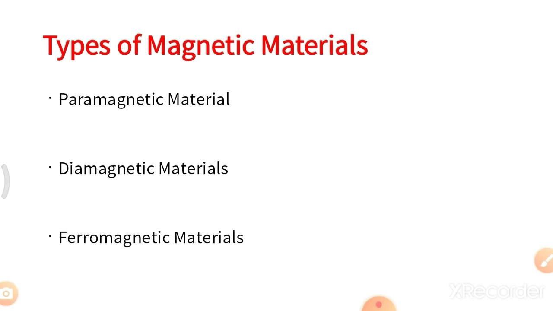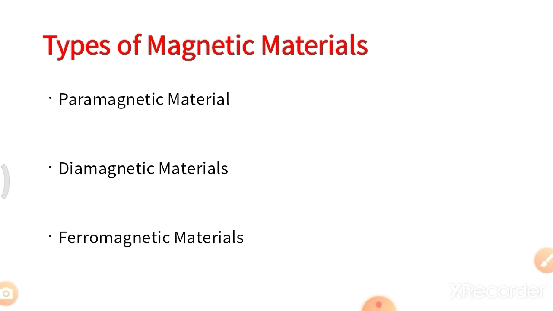The example of paramagnetic material is aluminum, tin, etc. The paramagnetic material is having smaller relative permeability. Such materials are magnetized only when strong magnetic field is present.